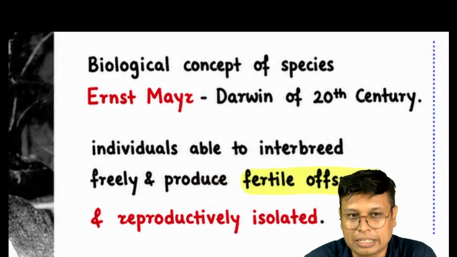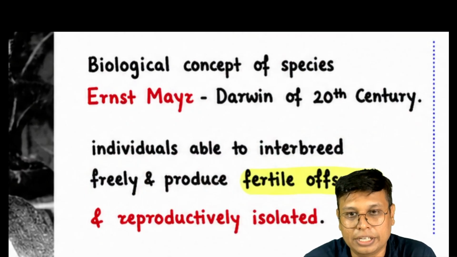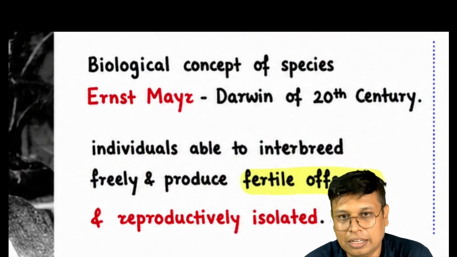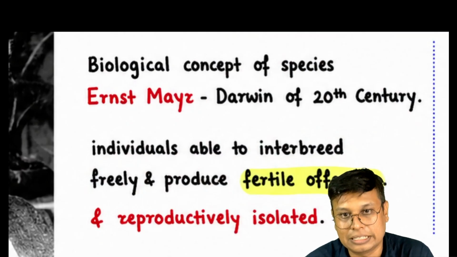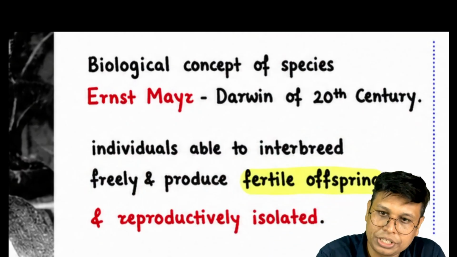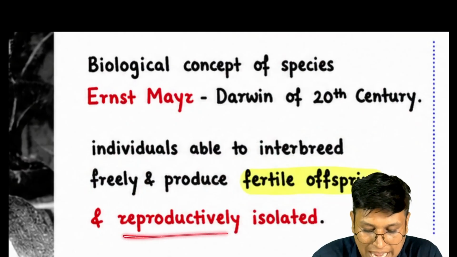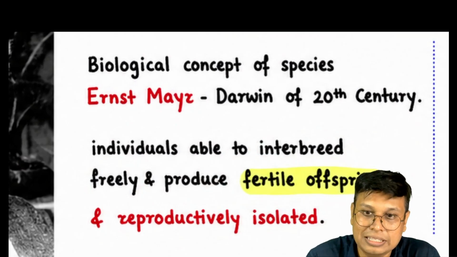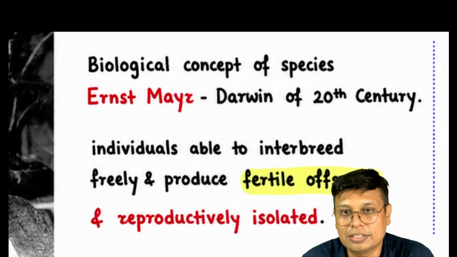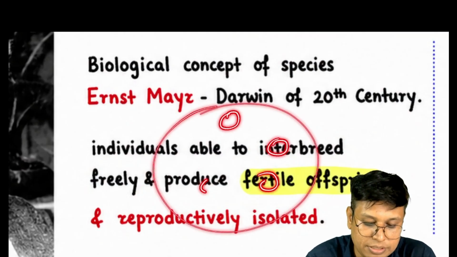What is a fertile offspring? Fertile offspring means when the offspring is reproduced, after some time it will reach sexual maturity and become an adult, and this adult should also be able to produce the next generation and next generation and next generation. That is called fertile offspring. That's how a species or group of population can continue generation after generation, and it should be reproductively isolated. That means they should not take part in cross species reproduction. They should only reproduce within the species they belong to.